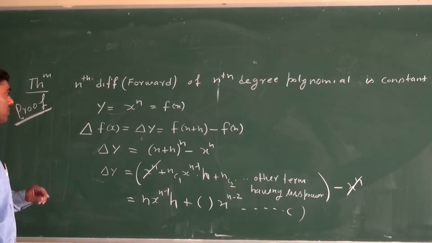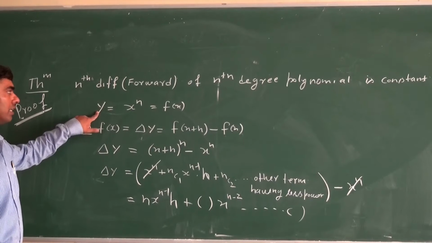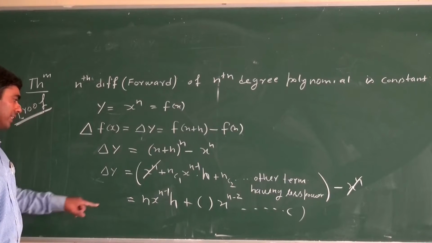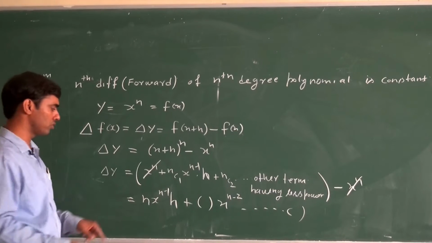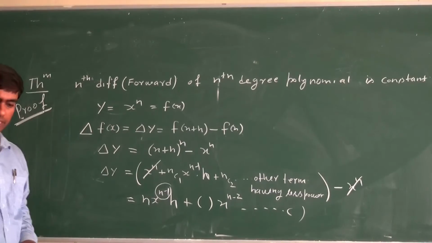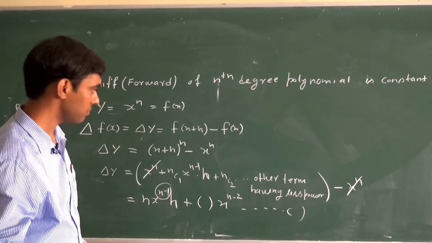So if we closely observe, what is the degree of this polynomial? The degree of y is n. What is the degree of this polynomial? The degree of Δy is n minus 1.